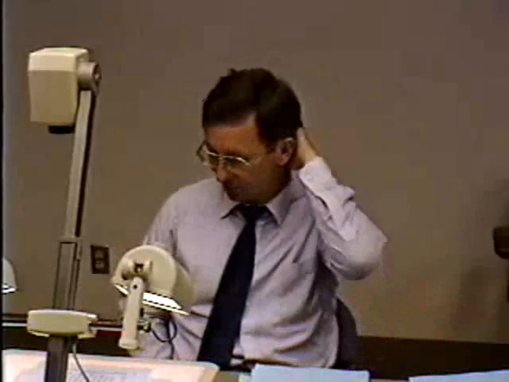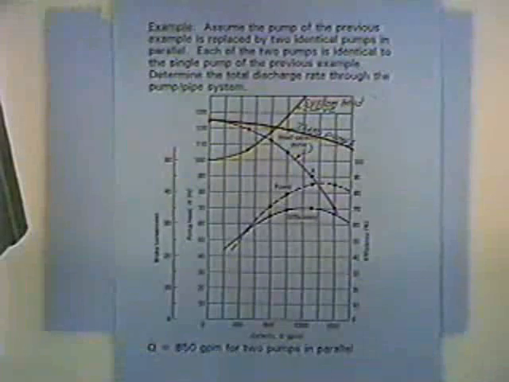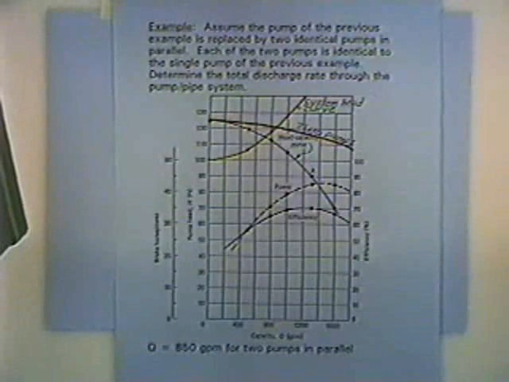And we have to go back to the previous transparency that covers pumps in parallel. The example problem says to assume the pump of the previous example is replaced by two identical pumps in parallel. Each of the two pumps is identical to the single pump of the previous example. Determine the total discharge rate through the pump pipe system.